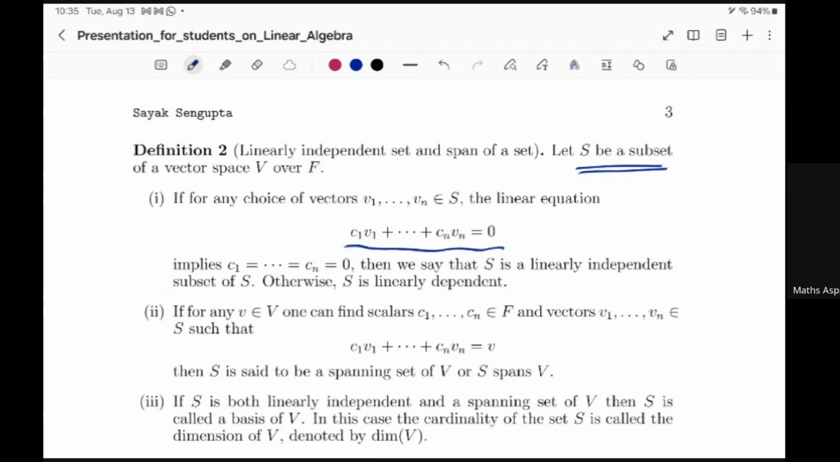Now, if this set S happens to be infinite, then the same thing would work, but now we are going to say that this equation will have only one unique solution, c1 up to cn equal to 0, for any choice of vectors v1 through vn. You can expect a vector space to have a subset which is linearly independent and which also has infinitely many vectors in it. That is why I made the definition as broad as possible.